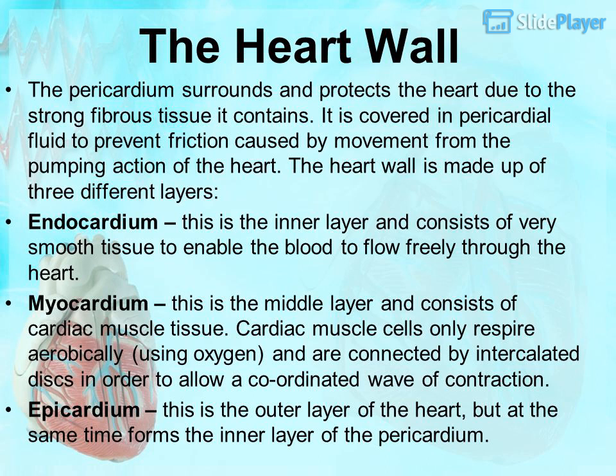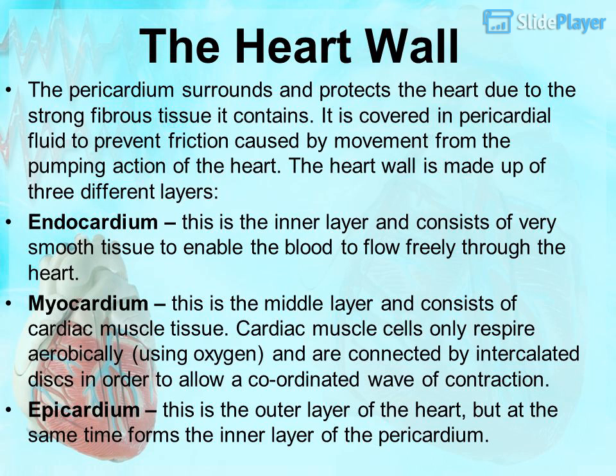The heart wall. The pericardium surrounds and protects the heart due to the strong fibrous tissue it contains. It is covered in pericardial fluid to prevent friction caused by movement from the pumping action of the heart. The heart wall is made up of three different layers. Endocardium: this is the inner layer and consists of very smooth tissue to enable the blood to flow freely through the heart.